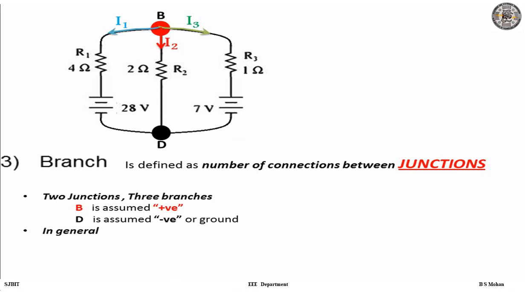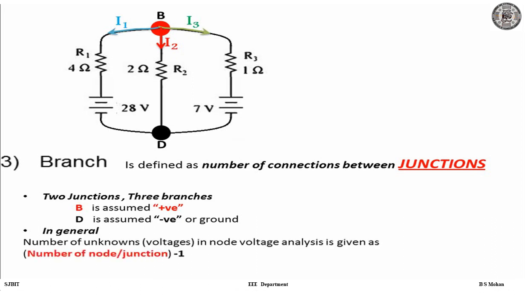So the unknowns by nodal analysis are voltages. How many voltages are unknown? How do we find? Number of junctions minus 1, right? Number of junctions in this case is 2, minus 1, that is only one unknown, that is at point B. What is this minus 1? Minus 1 is your reference potential. So we know at reference your voltage will be 0, right?